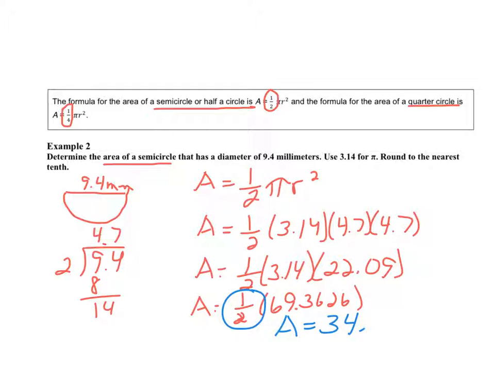So when you divide it by 2, you get a final answer of area equals 34.68. It says round to the nearest tenth, so that could be changed to a 7. And of course, don't forget square millimeters. So the only thing different we did on this one was this 1/2 that is in blue. Make sure to do it, otherwise you calculated an entire circle instead of a semicircle, or half of a circle.